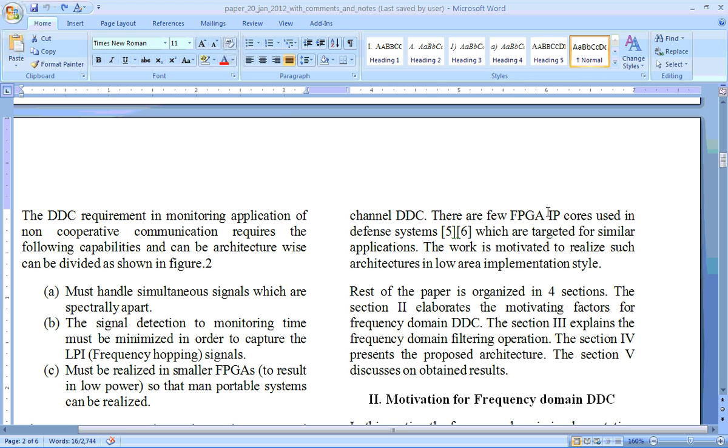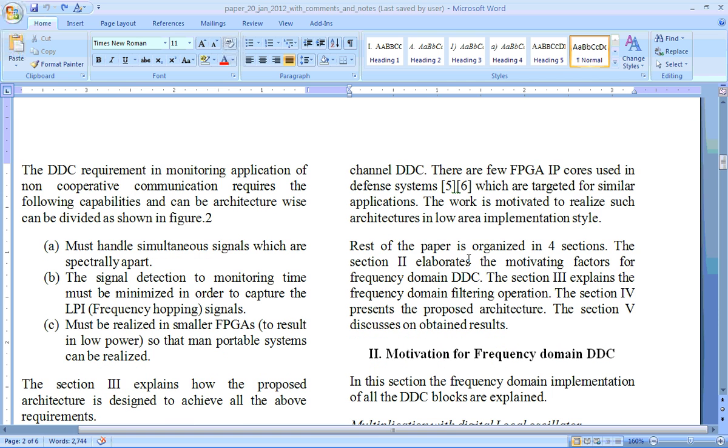There are a few FPGA IP cores used in defense systems which are targeted for similar applications. So what we are trying to say is that there are already some market available solutions like what we are doing, but that's not available as open information. How have they done it? So it makes sense to research that. Some industry IP cores I have given there as a list. The work is motivated to realize such architecture in a low area implementation style. Even though the inner signal processing is well known, we want to evolve an architecture-wise efficient scheme.